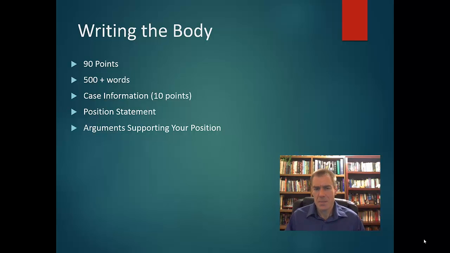Now, the big chunk of the body, the 80 points, is arguments that support your position. We'll spend the first part of the course going over how to argue in general and how to argue in aesthetics in particular. But the overall idea is you need to back up your position with reasons that support it. And that's sort of the key part of the paper. It's worth 80 points out of 90, so that's the part you really want to focus on. And again, we'll spend the entire first part of the course going over how to do that.